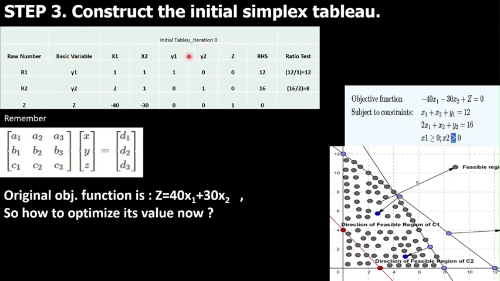So to read this initial tableau, or the system of equations in the matrix form, we have a basic solution of y1 and y2. x1 and x2 are equal 0. y1 equals 12, y2 equals 16, z equals 0. Now we need to check if this is an optimal solution or not. The check is to be done on the row of z. This is the optimality check.